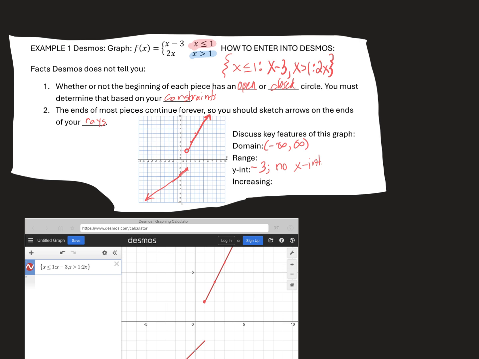Our range, if we look at our y values, is going from -2 forever down and then 2 forever up. So we would say from -infinity to -2 with a bracket because this -2 is solid, union 2 with a parenthesis to infinity.